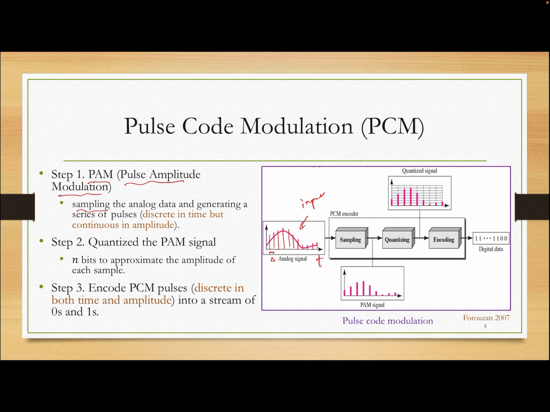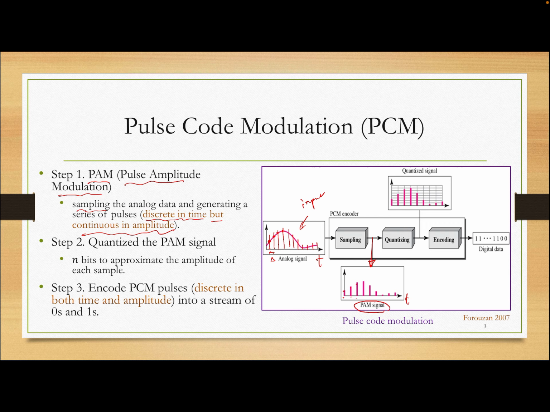Now it becomes discrete in time because it only has values at the given times like T0, T1, T2, but the amplitude is still analog. The amplitude can be anything, it can be any real number. So discrete in time but continuous in amplitude. This is your PAM, pulse amplitude modulation signal. After the sampling, you get this, then you quantize it.